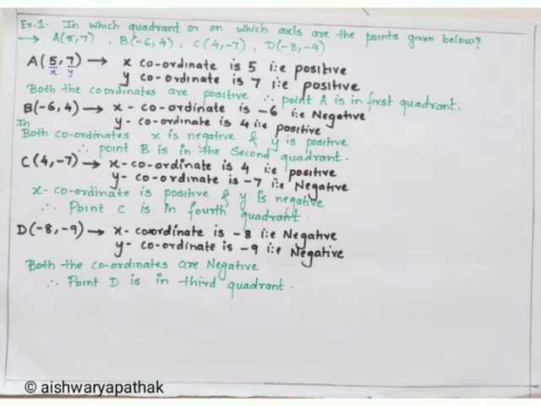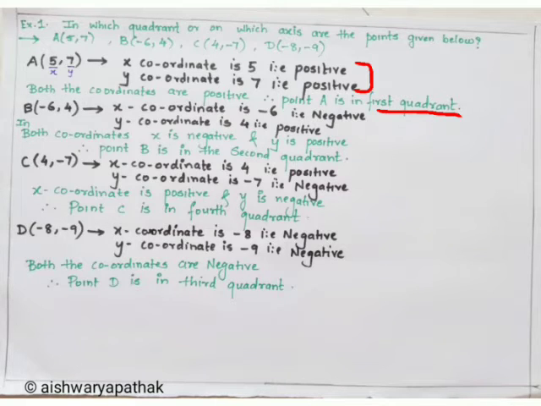First is A, coordinate point A (5, 7). I have already told you that first you will write the x coordinate, that is 5, and then the y coordinate, that is 7. So the x coordinate is 5, which is positive, and the y coordinate is 7, which is also positive. If both the coordinates are positive, then the point lies in the first quadrant. We have already studied this just now.